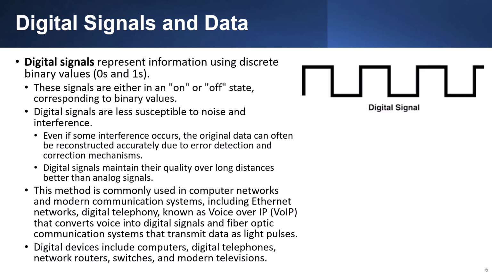This method is commonly used in computer networks and modern communication systems, including Ethernet networks, digital telephony, known as Voice over IP or VoIP, that converts voice into digital signals, and fiber optic communication systems that transmit data as light pulses. Digital devices include computers, digital telephones, network routers, switches, and modern televisions.